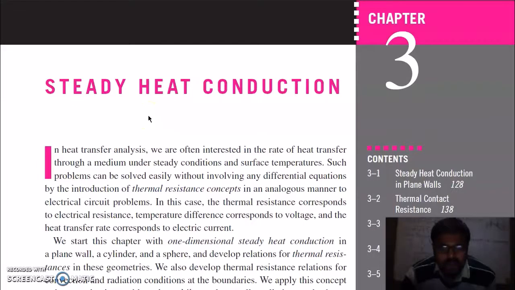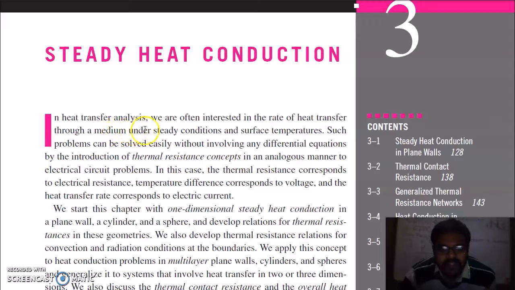Good morning. Today we will start with the study of heat conduction. In heat transfer analysis, we are often interested in the rate of heat transfer through a medium under steady conditions and surface temperatures. Such problems can be solved easily without involving any differential equations by introducing the thermal resistance concept in an analogous manner to electrical circuit problems.